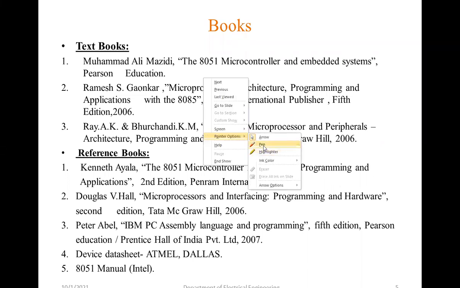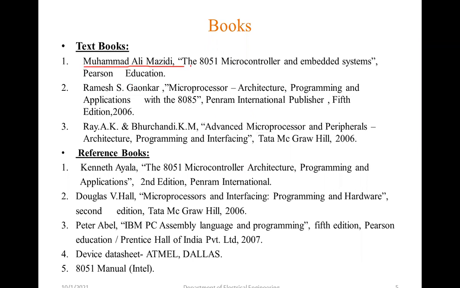A very, very good book is Mazidi, the 8051 Microcontroller and Embedded Systems. This book is very useful for basic students who don't understand what a processor is, what a microcontroller is. It is a very important, easy book written by Muhammad Ali Mazidi. You can buy this book, or you can take it from the library. And another book is by Ramesh Gaonkar.